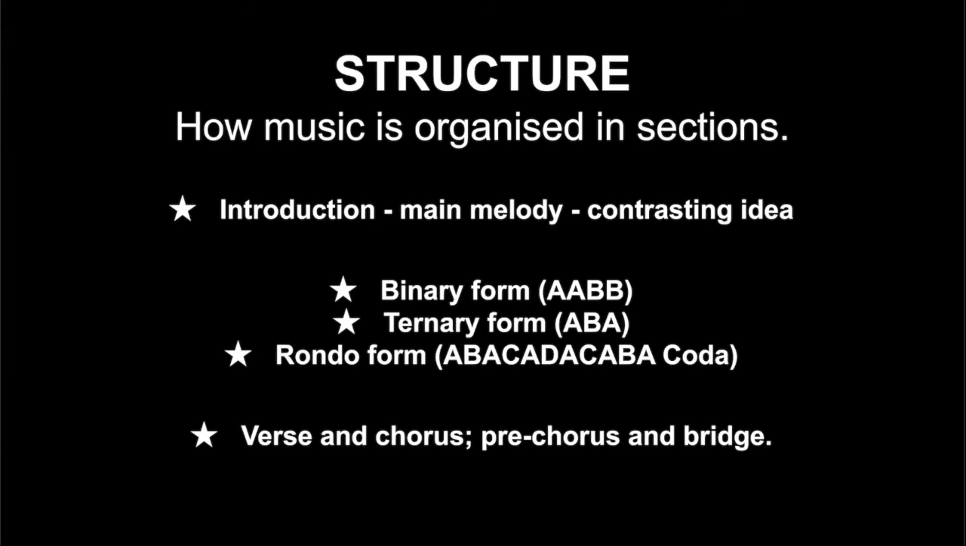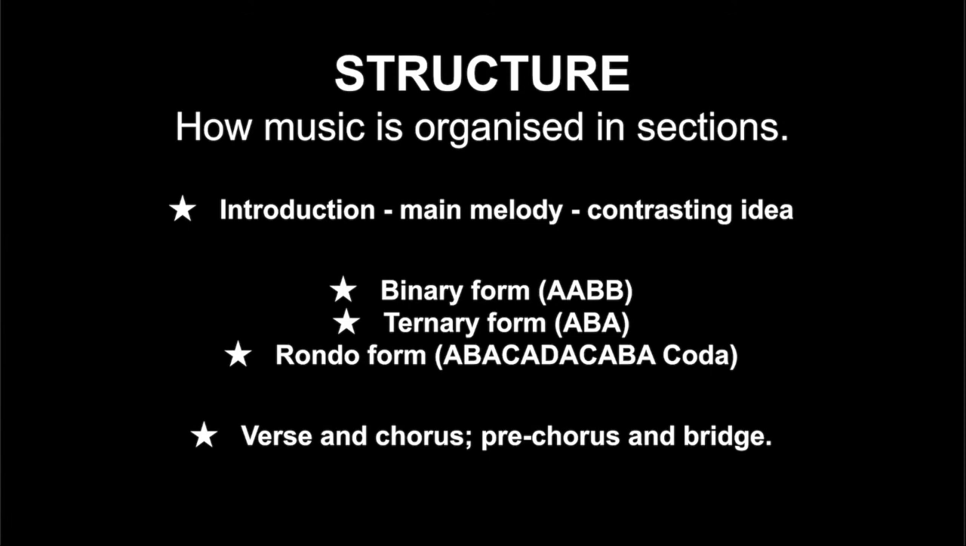So, for example, a piece of music could start with an introduction, followed by a main melody, and then maybe a contrasting idea. You may have had a look at the Smart Skool Quizeos on form. Binary form is the smart level, ternary form the smarter level, and rondo form the smartest level. Binary form is when you have two ideas, and normally each idea is repeated, so you have an idea A repeated, another A, and then a different idea, idea B, and then that's repeated too, so A, A, B, B.